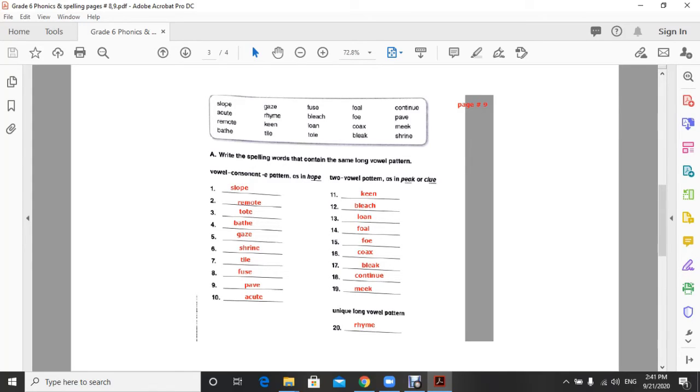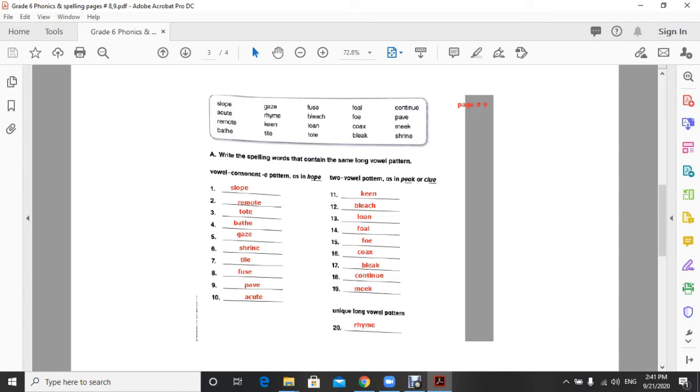Write the spelling word that contains the same long vowel pattern. So vowel consonant E pattern as in hope, and two vowel pattern as in peak as a clue. It means from 1 to 10 you have to find words where the consonant is between two vowels. So the preceding one and the later one should be vowels, like in slope, O and P.